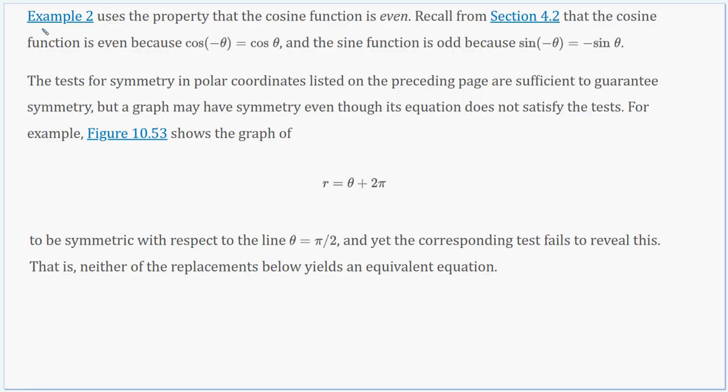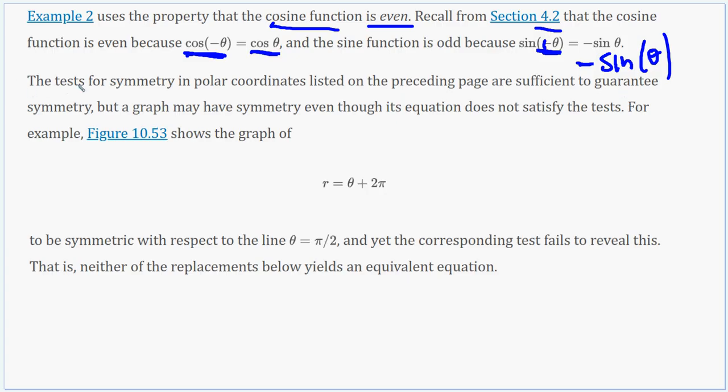Let's check this out. Example 2 uses the property of cosine function being even. Think way back to section 4.2 when we did the unit circle, that the cosine function is even because the cos of a negative angle is the same as the cos of that same positive angle. And the sine is odd because sine of a negative angle is the same as the negative sine of the same angle but positive.